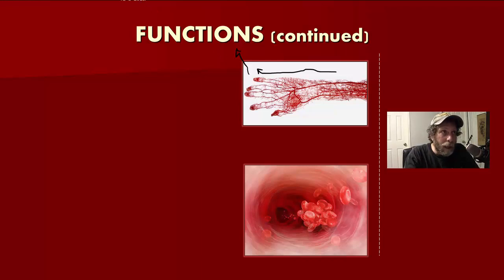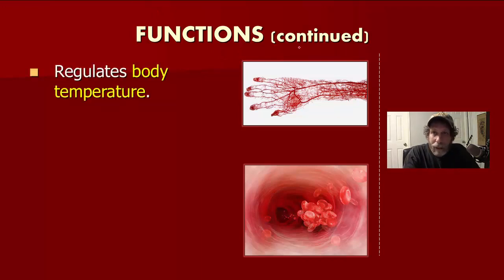So in that way, the circulatory system is involved with regulating body temperature to some extent. All right. We are warm-blooded creatures as humans. We create our own body heat. We don't rely on the environment like a cold-blooded organism does. We have to create our own heat. We have to conserve it.